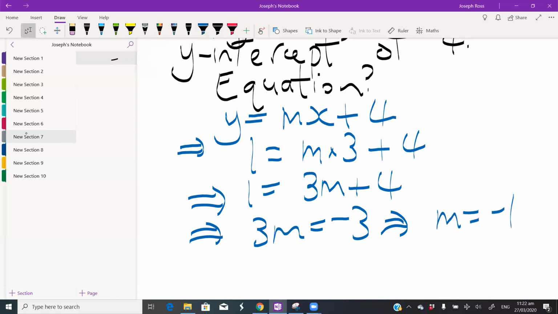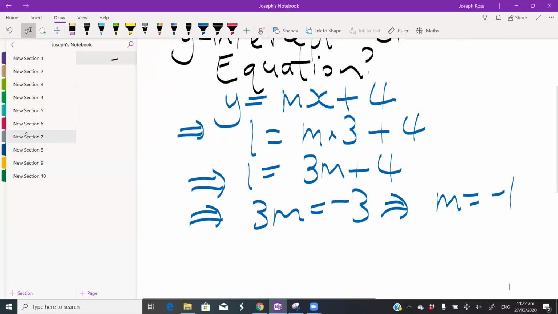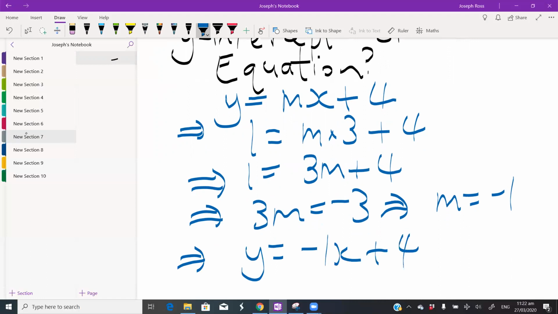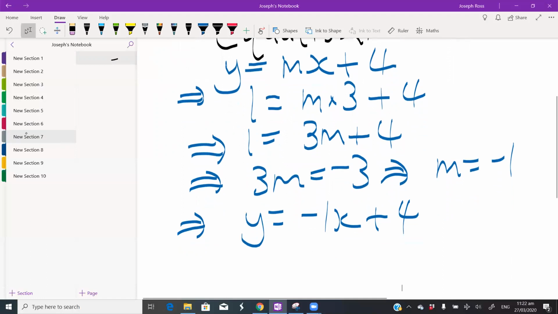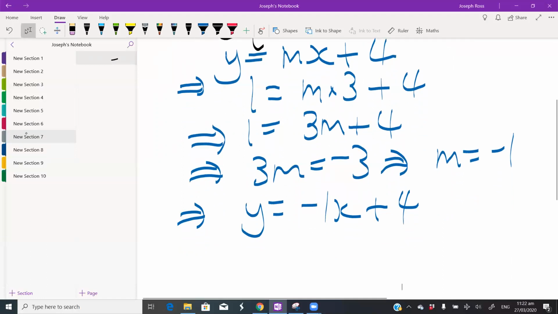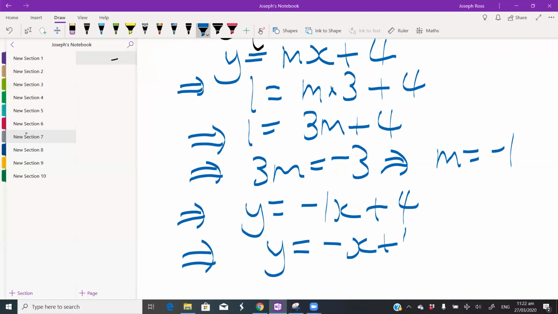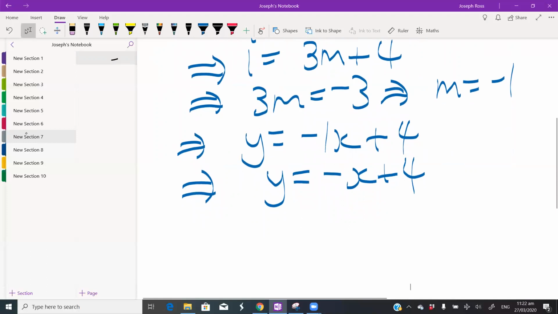So our equation is therefore going to be y equals -1 times x plus 4. And -1 times x, we don't need to write a multiplication by 1, so we can simplify that equation down to y equals -x plus 4. But this particular question can be written even tidier as y equals 4 minus x.